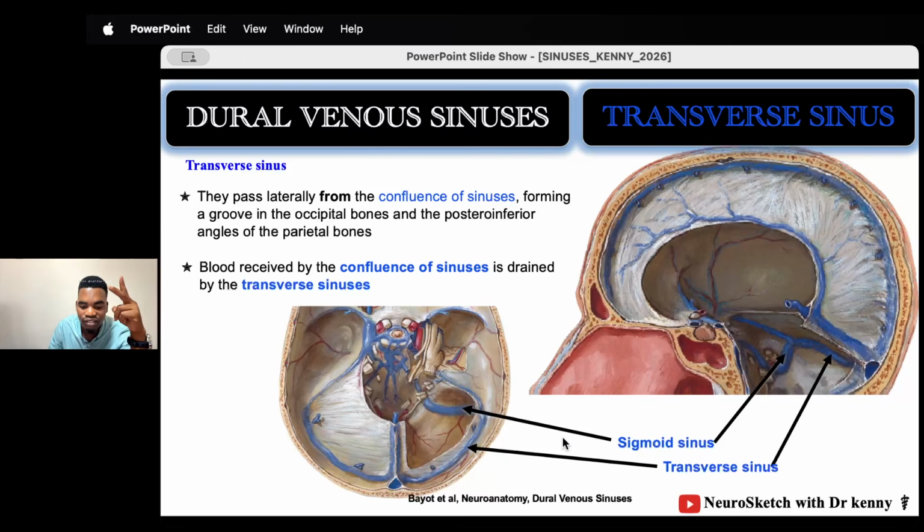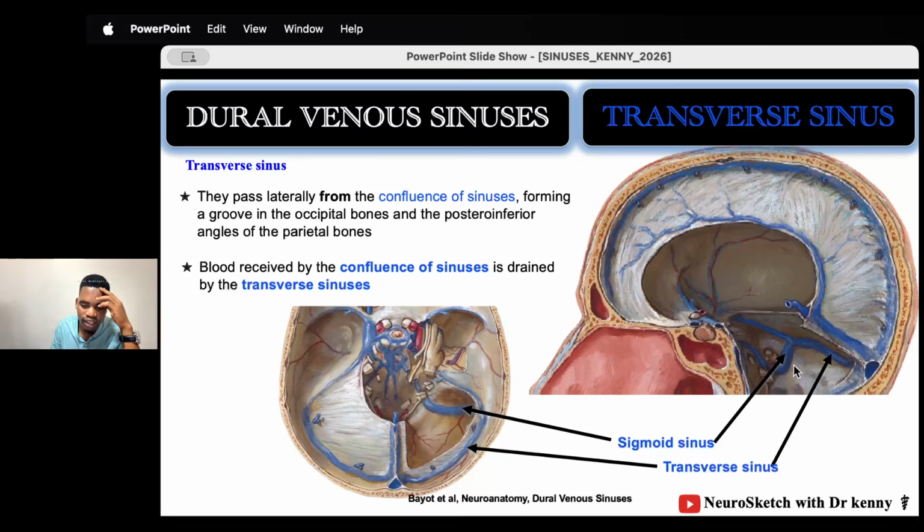We have two transverse sinuses, one on the right and one on the left, and so far we've seen unpaired sinuses. We've seen the inferior sagittal, the superior sagittal, and the straight. All of these were unpaired, and the occipital sinus is also unpaired, but the transverse sinus is paired. One on the right and one on the left, and it's going to empty blood into the sigmoid sinus.